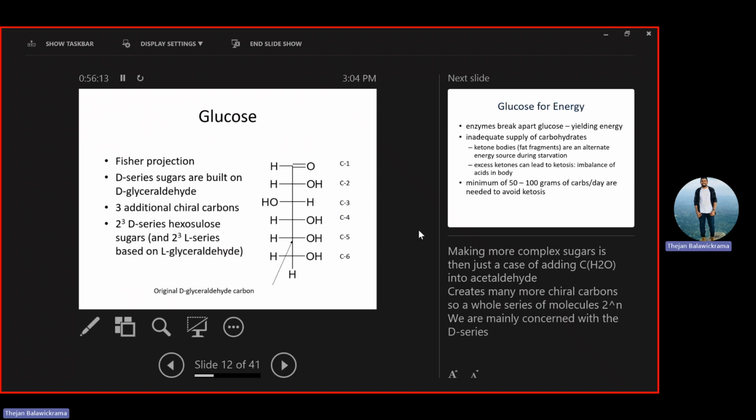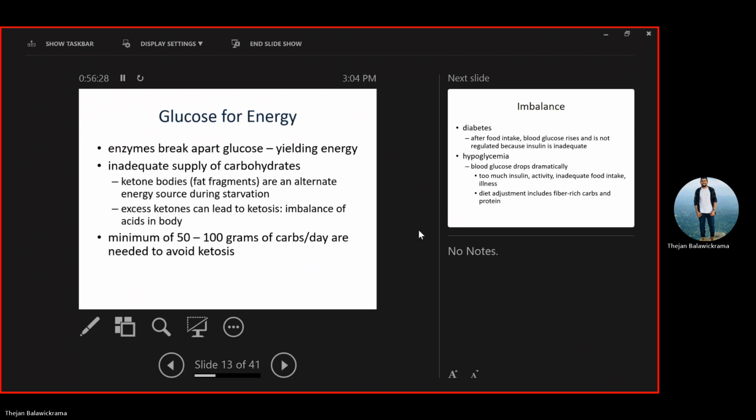The L and D story we already talked about. ATP production we already talked about. This is how we use glucose for energy. Right. Have an idea about it?